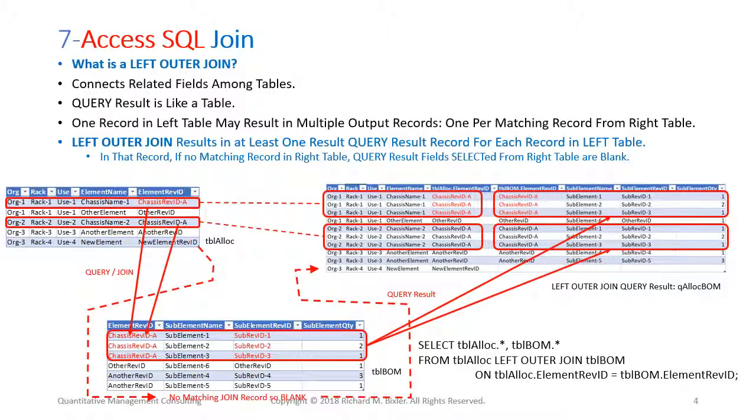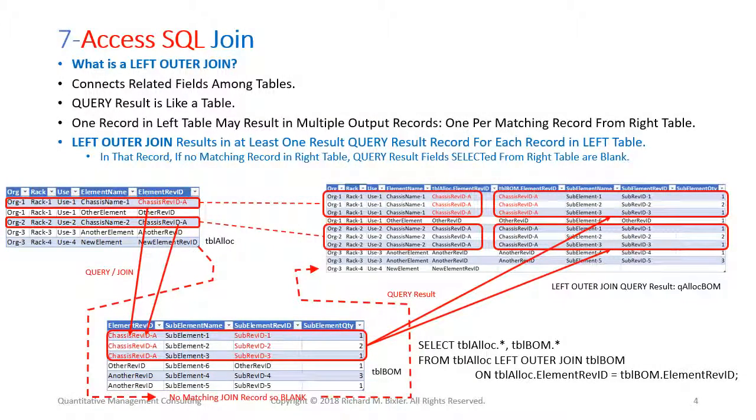So the query result for the first table alloc record will result in 3 records in the query result, which is 1 record for each of the 3 matching records in table BOM. The query is designed to take all fields from table alloc and all fields from table BOM for matching records, and that's what's shown in the first 3 records in the query result.